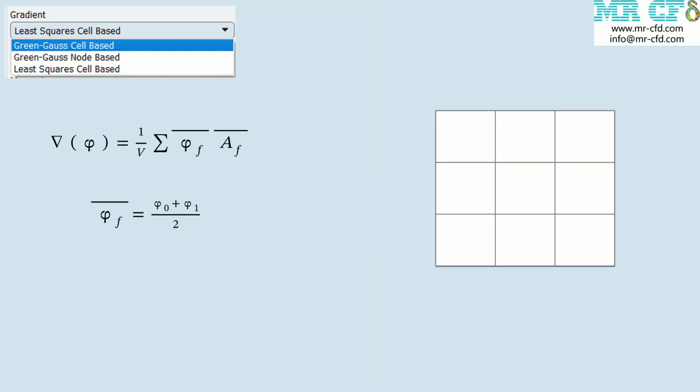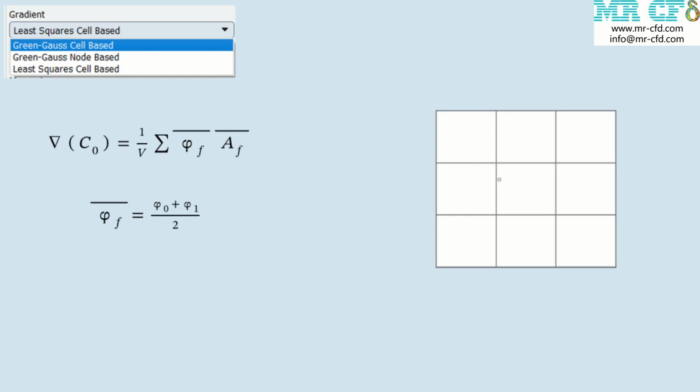In the Green-Gauss cell-based method, the gradient of a variable phi at the cell C0 is calculated with the following formula. Nabla phi is equal to 1 divided by V, times the summation of the dot product of phi at the face and the face normal vector, where V is the volume of the cell and the summation is over all the cell faces. In a uniform grid, the value of phi at the face is obtained by calculating the average of the neighboring cell values. However, in non-uniform grids, it will be calculated as the weighted average of phi at neighboring cells based on the distance of the node to the center of the face.